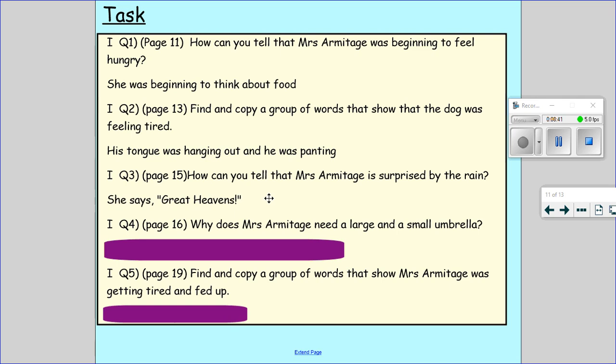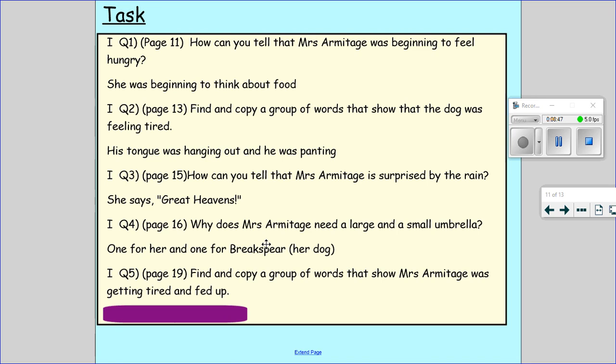Page 16, question number 4. Why does Mrs. Armitage need a large and a small umbrella? Well, of course, one for herself and one for Breakspear, her dog. So one for her and her dog's fine. And page 19, question number 5. Find and copy a group of words that show Mrs. Armitage was getting tired and fed up. She was nearly exhausted. Okay, so mark this with your purple pen or any colour pen that you're using.